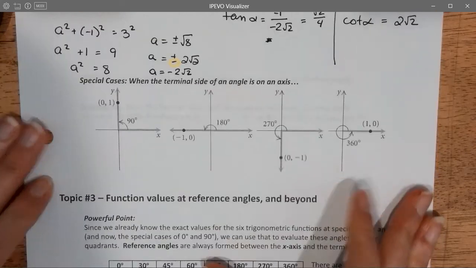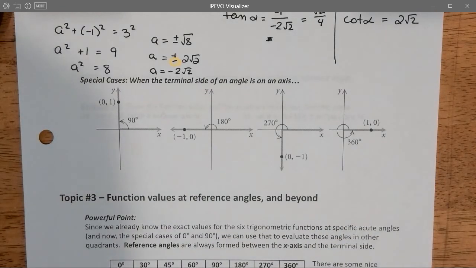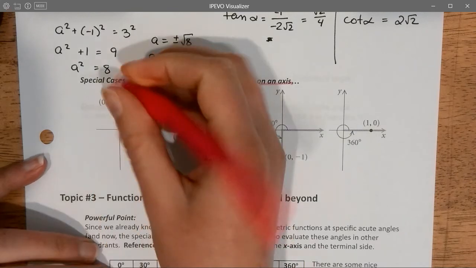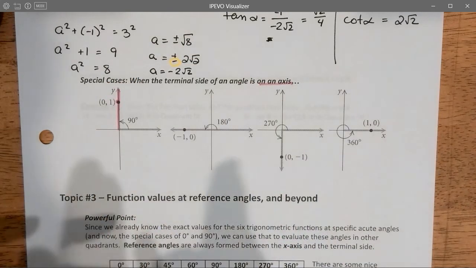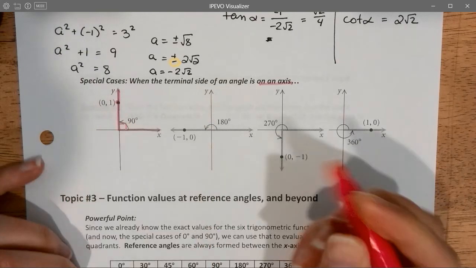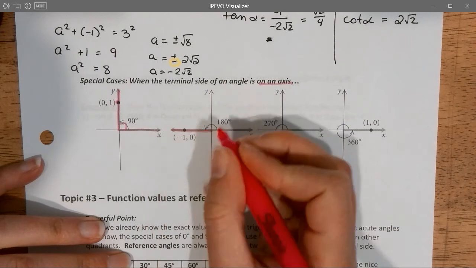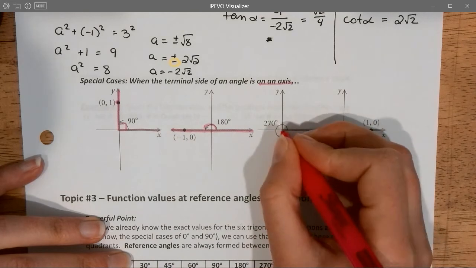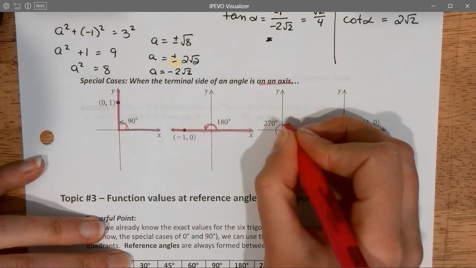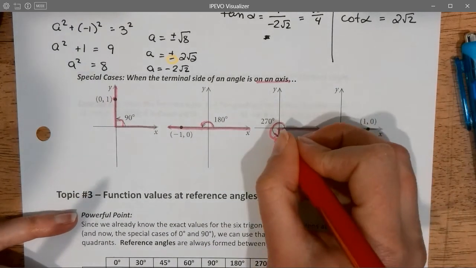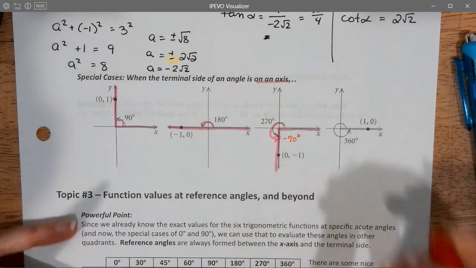All right, looking at special cases. Special cases are where we have a terminal side that is on an axis. If the terminal side is right on the y-axis, and the initial side was on the x-axis, then our angle is 90 degrees. If our terminal side is on the other x-axis, then our angle is 180 degrees. If our terminal side is on the negative y-axis, then our angle is 270 degrees or negative 90 degrees, depending on how you're representing it.